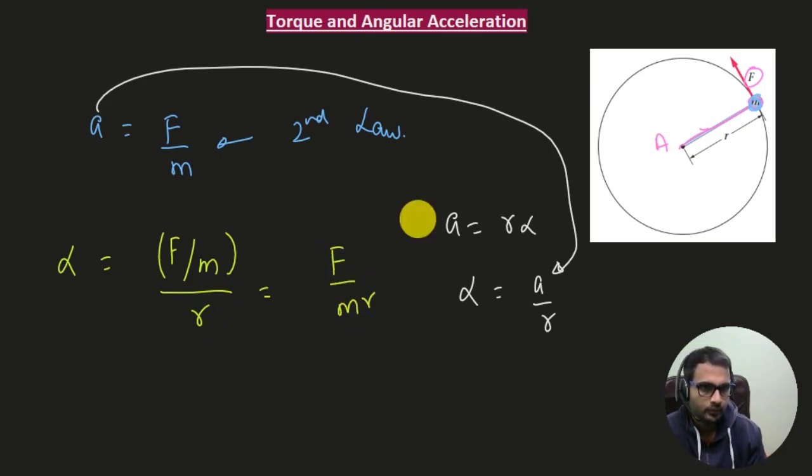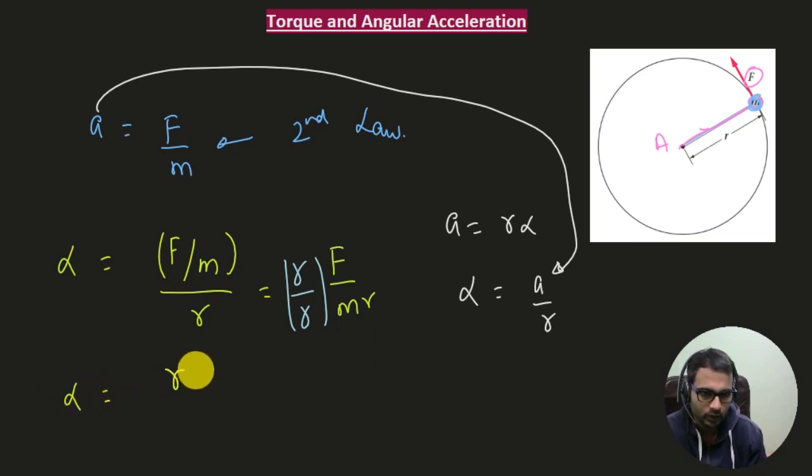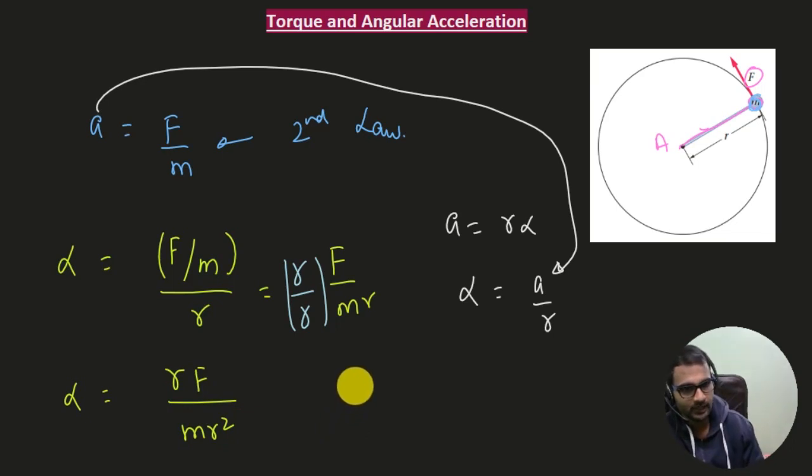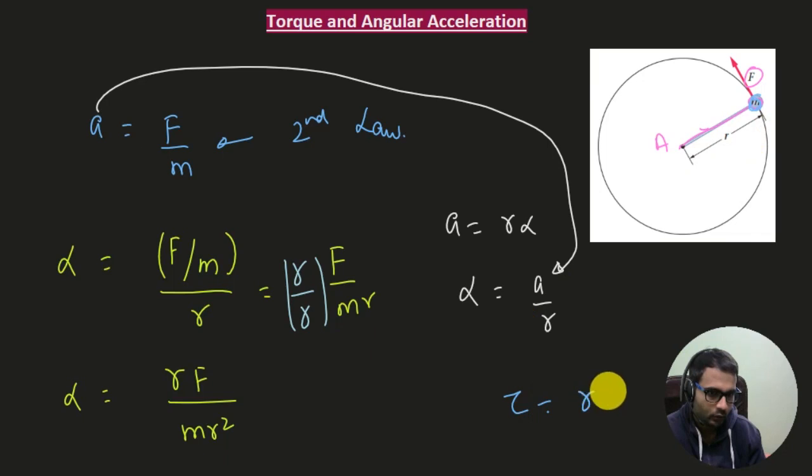Now I'm multiplying by r in the numerator as well as in the denominator. We can do it like this. So alpha would be equal to r into F divided by m r square. Now see, magic is going to happen. In the last video we studied that when the tangential force acts on the body, the torque is r into F, where r is the radius and F is the tangential force. So this term is nothing but the torque.